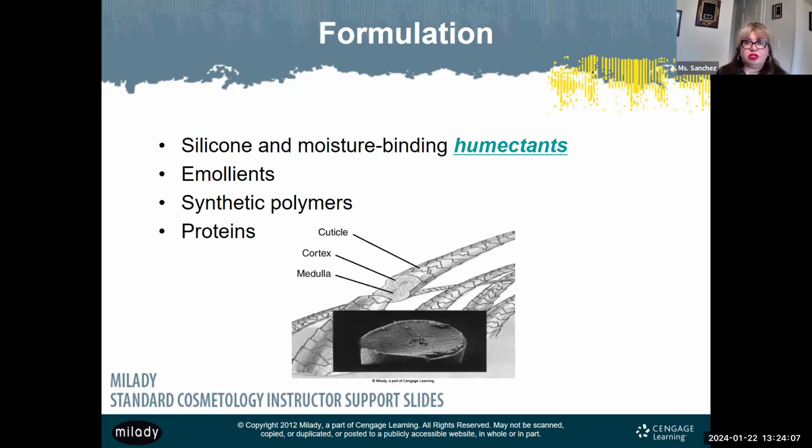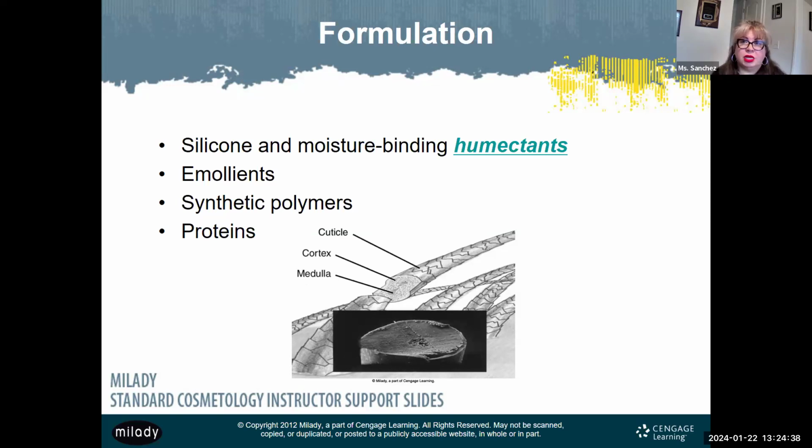So what is the formulation, or what are those conditioners made of? Usually they're made of silicone and humectants, something to hold the moisture in the hair, because if the hair doesn't have moisture, it feels dry and crunchy. It has emollients. What is an emollient? Emollients are oils, okay? So a lot of times they contain oils that will benefit the hair and may provide luster and shine to the hair.